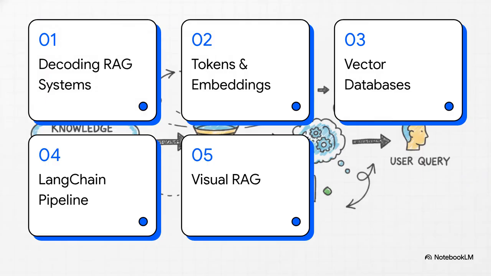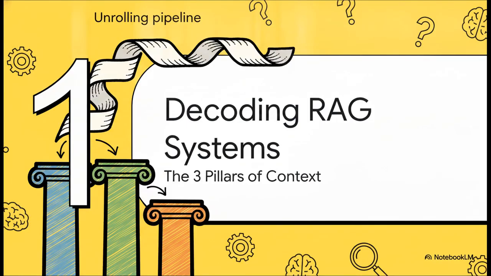Here is our roadmap for today. We'll start by decoding RAG systems, then we'll break down tokens and embeddings, look at the role of vector databases, build a LangChain pipeline, and finally, explore the incredibly cool world of visual RAG. All right, Section 1, Decoding RAG Systems: the 3 pillars of context.